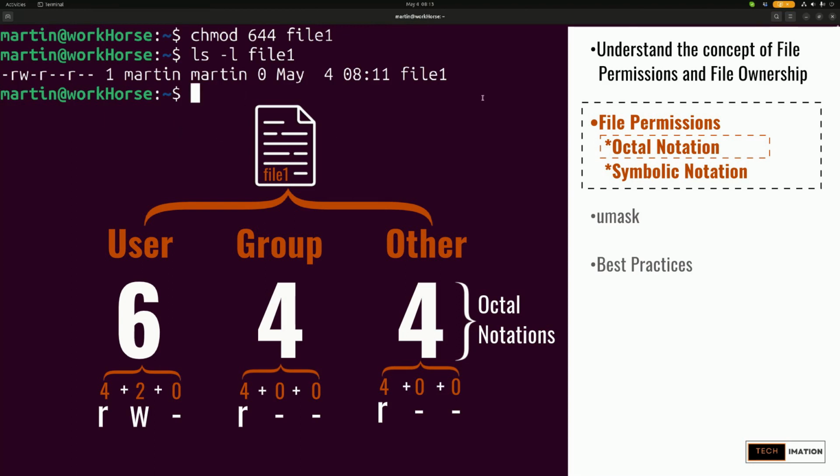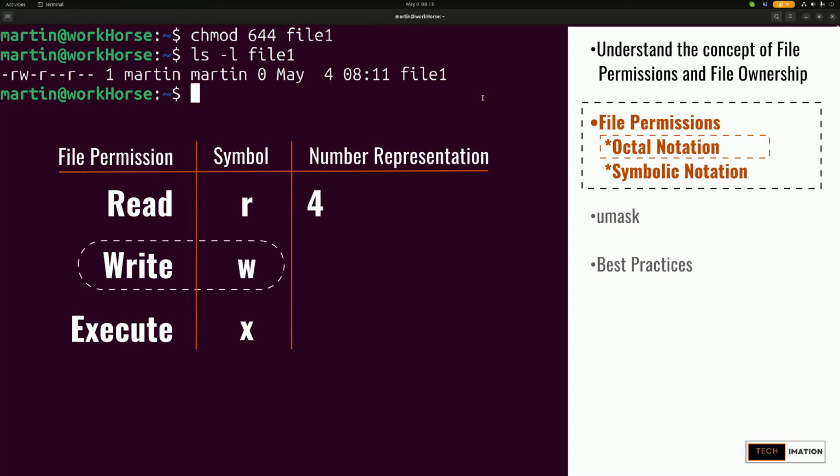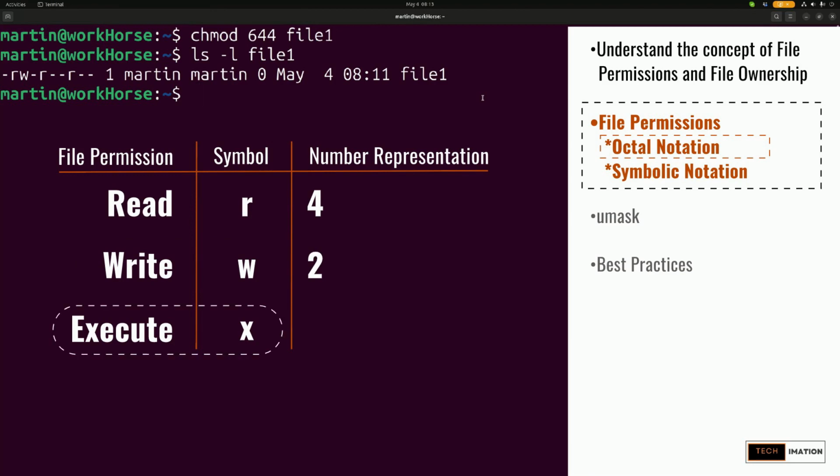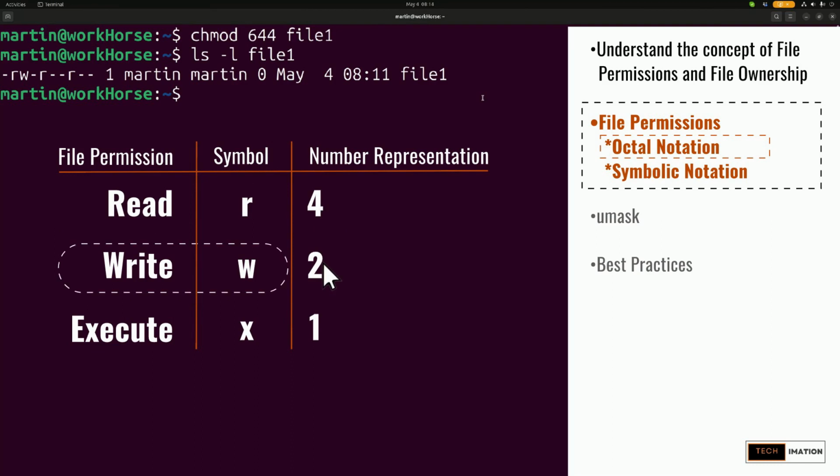That takes us to the numbers that we represent the file permissions with. The read permission is represented by the number 4. The write permission is represented by the number 2. And the execute permission is represented by the number 1. 4, 2, and 1. Read, write, and execute. So read 4, write 2, execute 1.